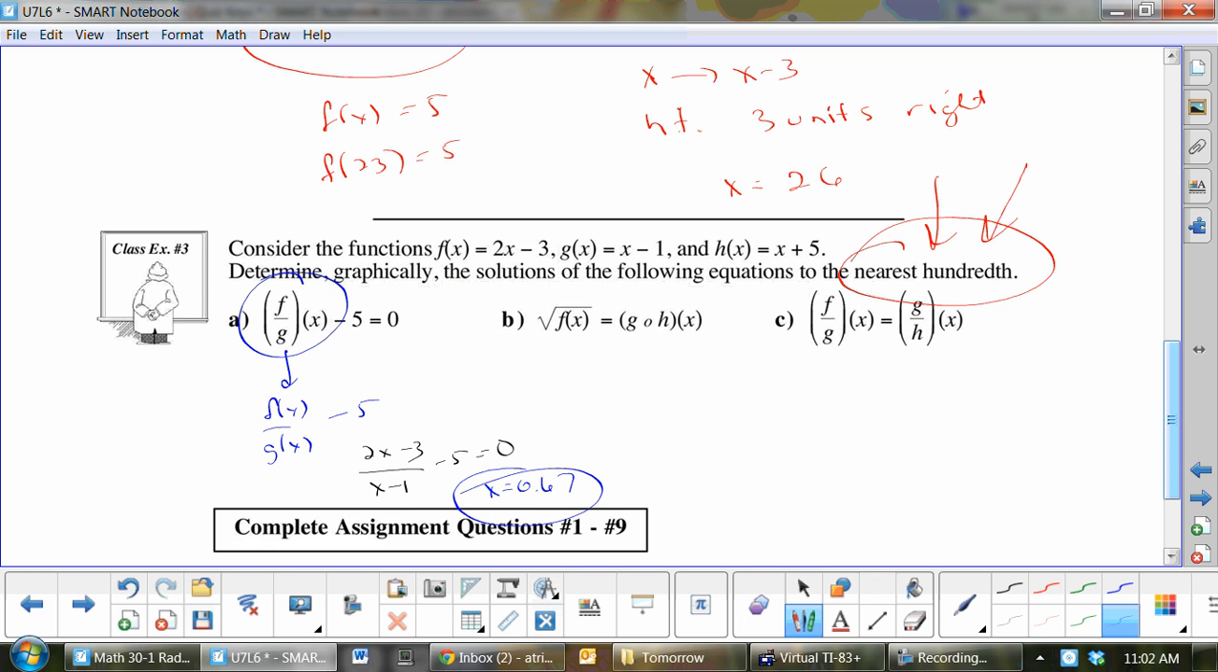Okay? Now the next two, I want to make sure everybody's doing because there are some very important lessons in both of them. Okay, now in B, can anybody translate to me an understanding of what g of h of x is? Huh?